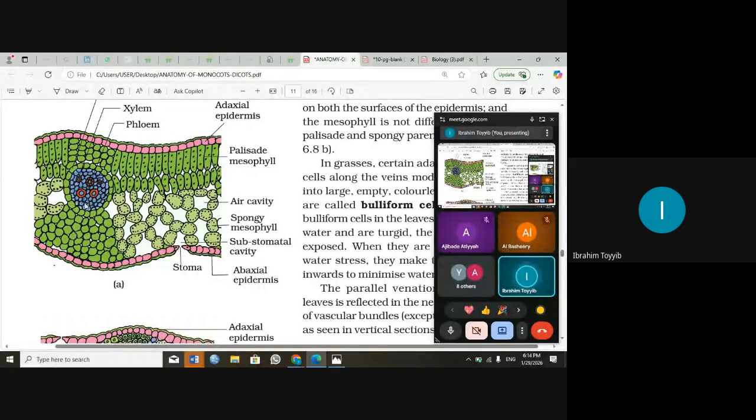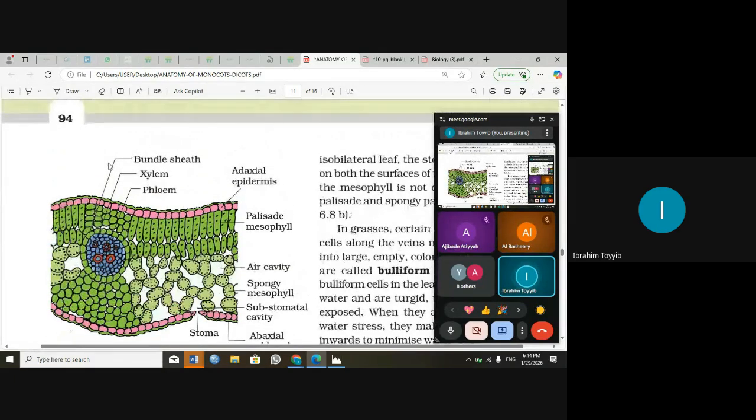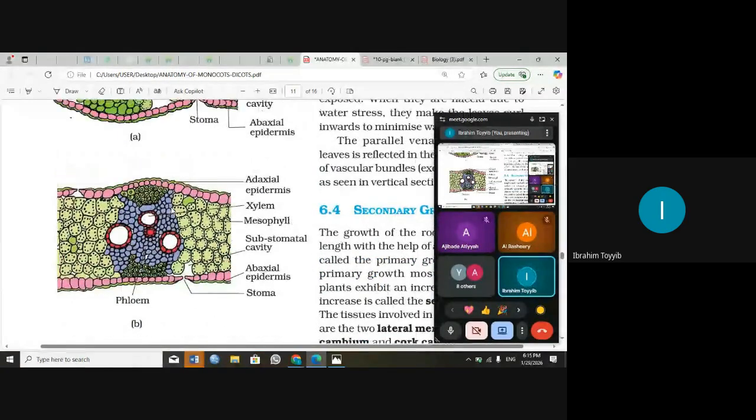So this is the phloem, and this is the xylem. So the ones that house the phloem and xylem, these are the bundle sheaths. So this is the diagram of what? Of a dicot leaf. So let's look at the monocot leaf.